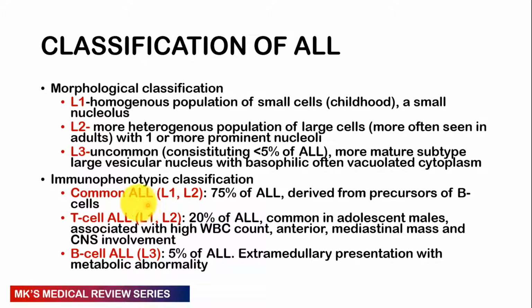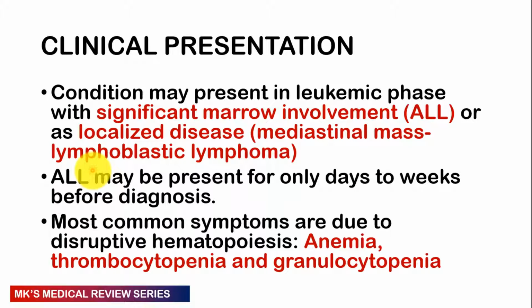So the common ALL includes L1 and L2, the T cell ALL, L1 and L2, then of course the B cell ALL just L3, that's why it's not so common. What is the clinical presentation? Remember that the condition may actually be present in the acute leukemic phase with significant marrow involvement or localized disease. So it can affect the mediastinum, forming a mediastinal mass. You refer to that as lymphoblastic lymphoma. Then of course the condition may present only a few days to weeks before the diagnosis, and the most common symptoms are due to disrupted hematopoiesis.